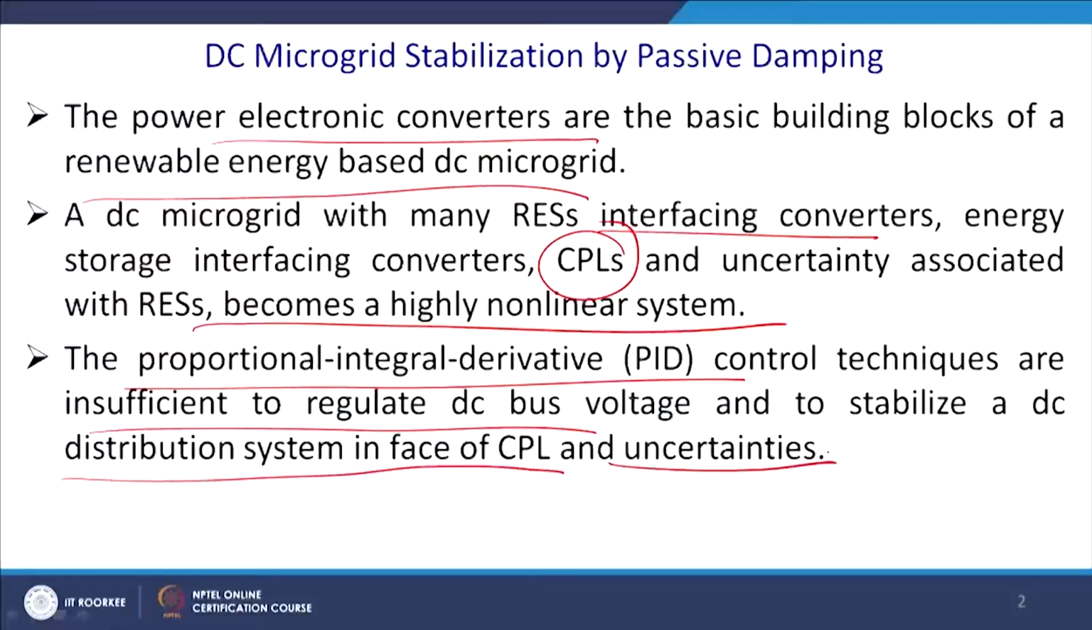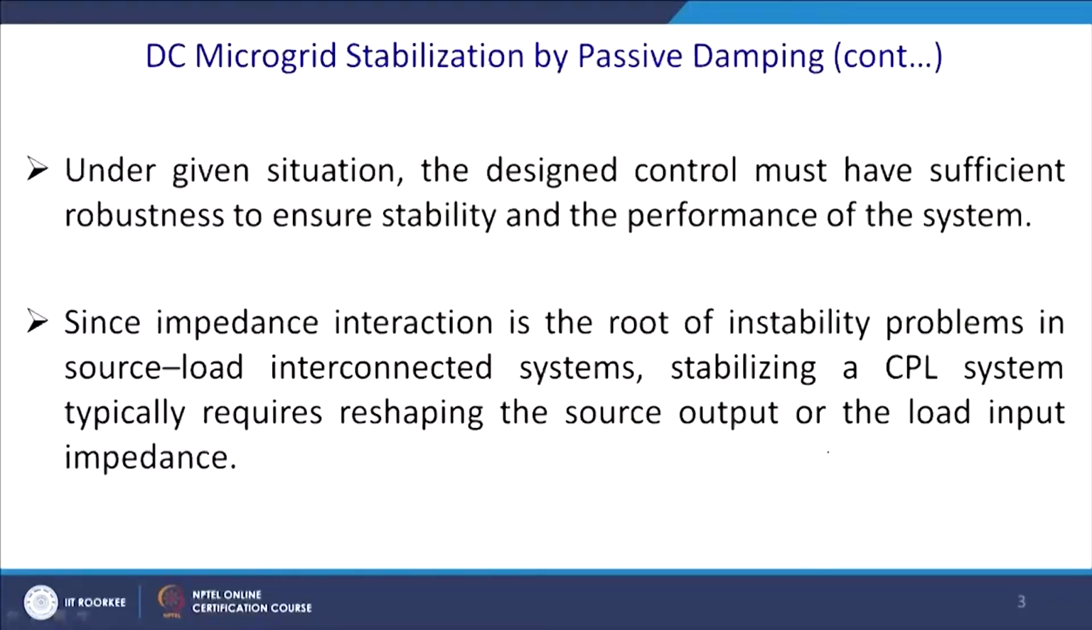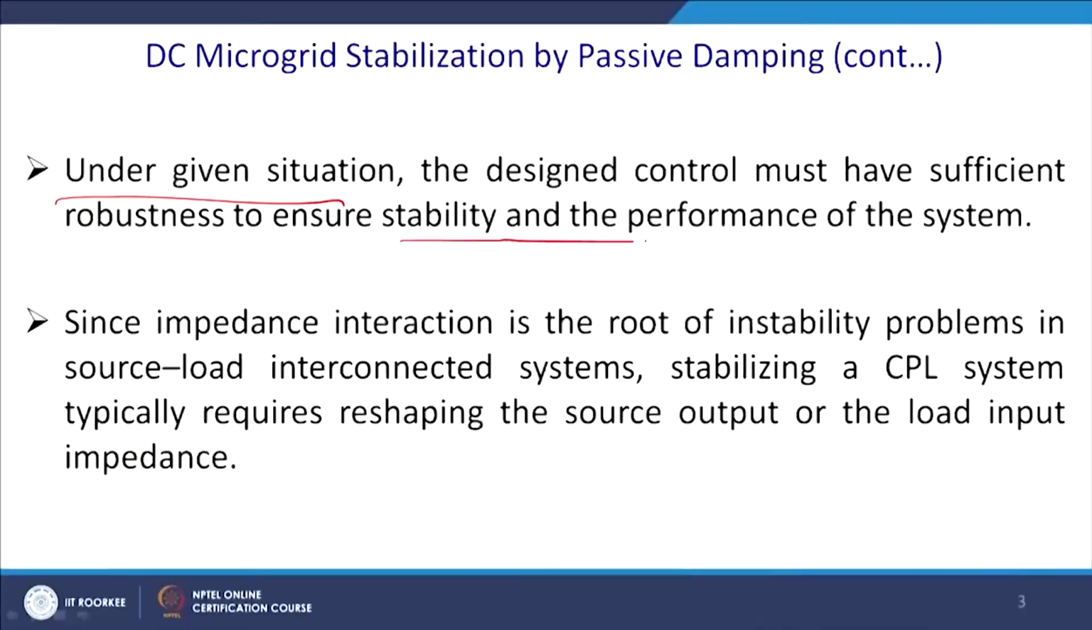The DC bus voltage must be stabilized in DC distribution systems interfaced with constant power loads and uncertainties. So we need to design the controller taking all those nonlinearities into account, and under this situation the designed control must have sufficient robustness. Robustness means the system is very stout against any change from one state to another. A state change will not affect its stability, that is called robustness, and robustness ensures the stability and the performance of the system.